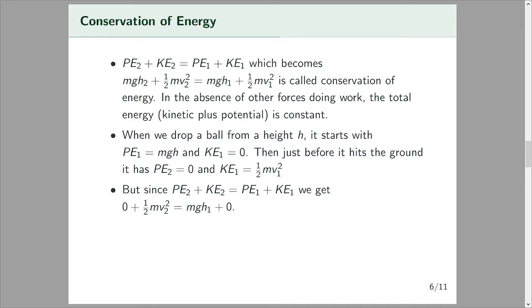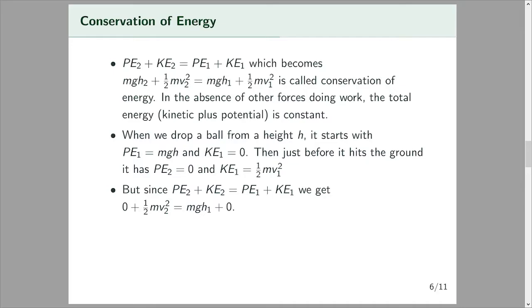This becomes a statement of what we call conservation of mechanical energy, or just conservation of energy. It's saying the energy at the beginning is equal to the energy at the end if I'm not doing any other work on my system. So if we drop the ball from a height h, it starts with a potential energy 1 equal to mgh, and a kinetic energy equal to 0 because we dropped it from rest.